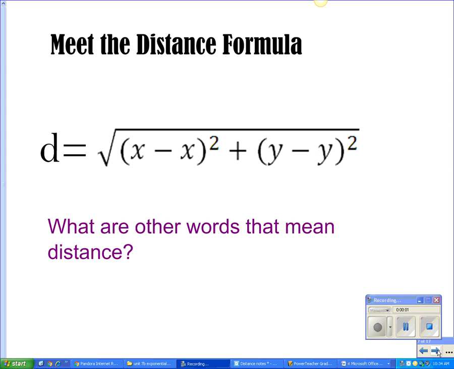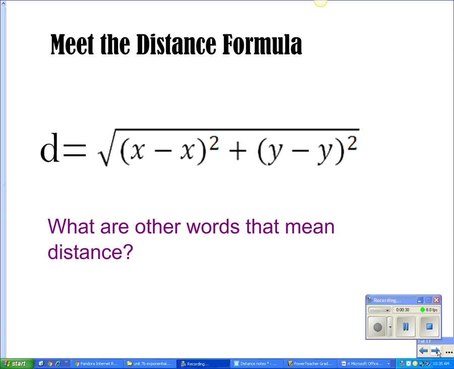Write it down. D equals square root, parentheses x minus x parentheses squared plus parentheses y minus y parentheses squared. So everybody needs to write down that formula. D equals square root x minus x parentheses squared plus y minus y parentheses squared.